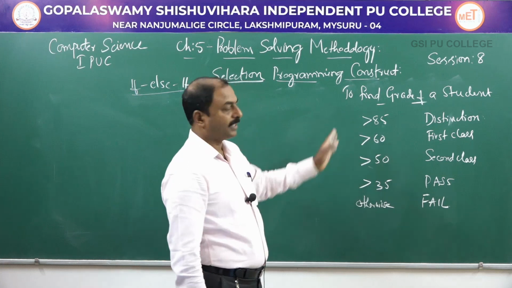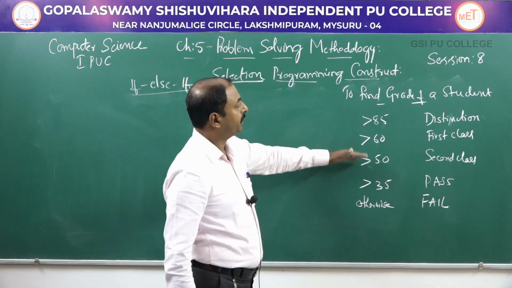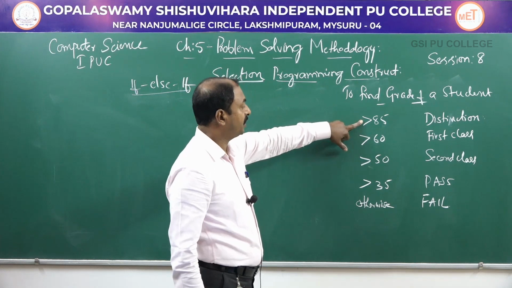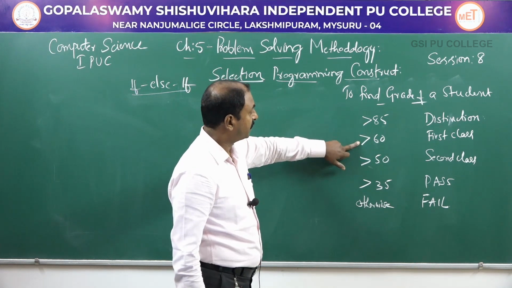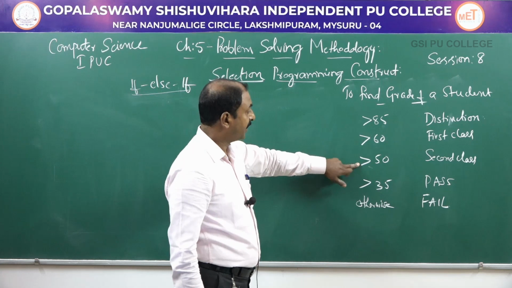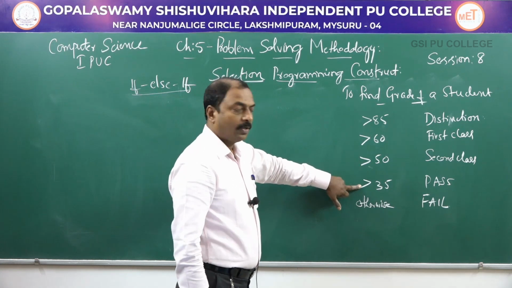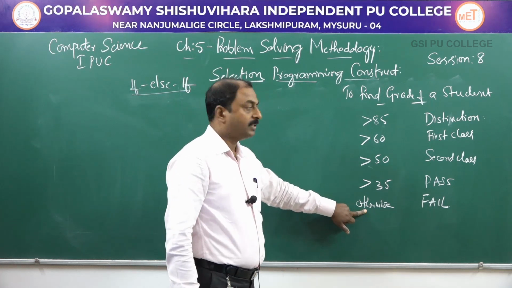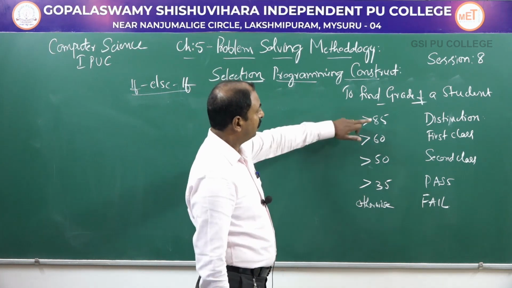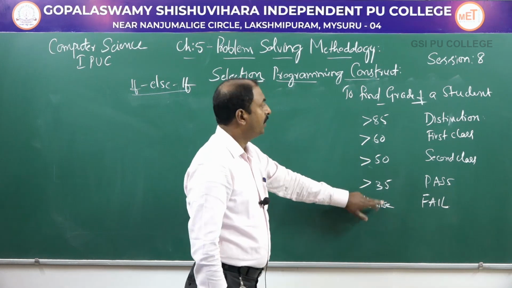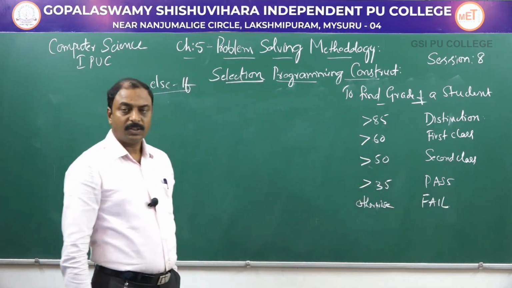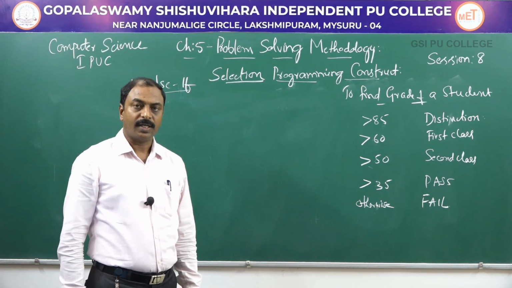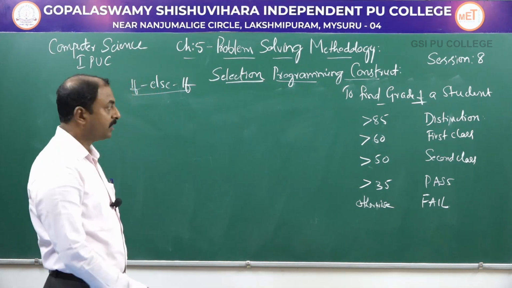So if you look at this example, there is more than one condition. There is one condition for distinction, another for first class, another for second class, another for pass class, and also a condition for fail class. So there are 5 conditions to be tested. For this, we make use of the if-else-if construct. Now let us write the construct for the same.